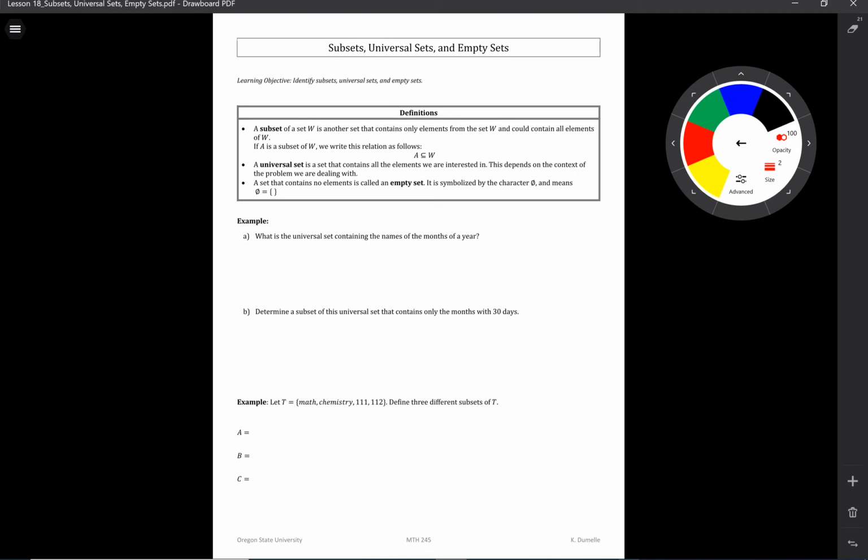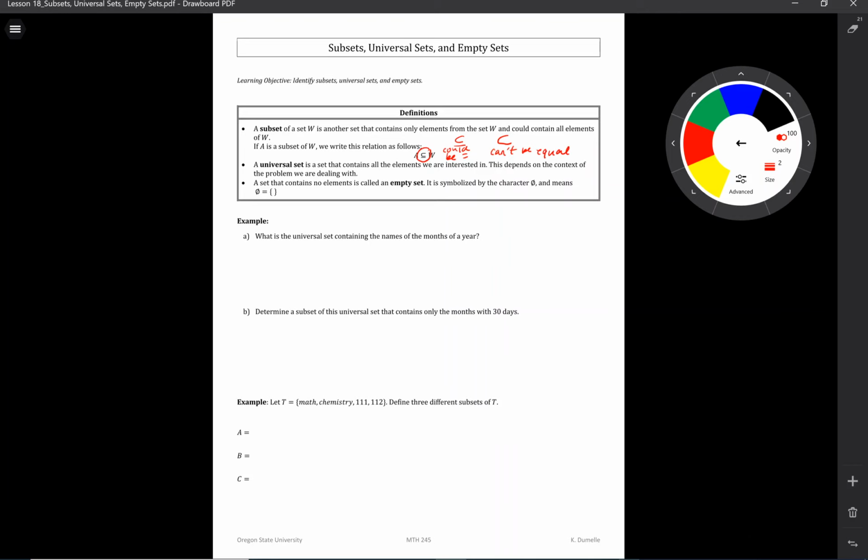So remember, a subset of a set W is another set that contains only elements from the set W and could contain all elements of W. If A is a subset of W, this means that A contains only elements that are in W, then we write A is a subset of W. Remember, this symbol means that they could be equal. This is a proper subset, they can't be equal.